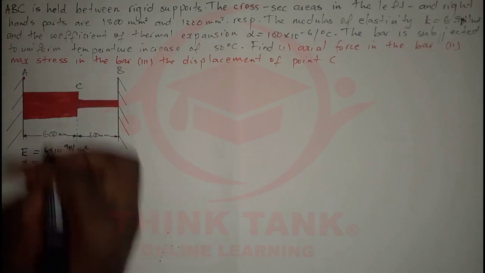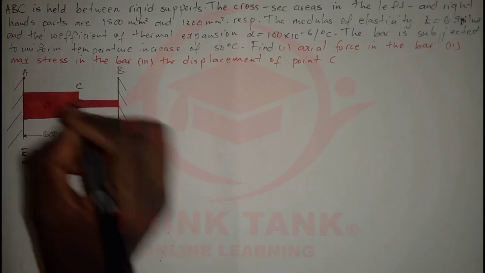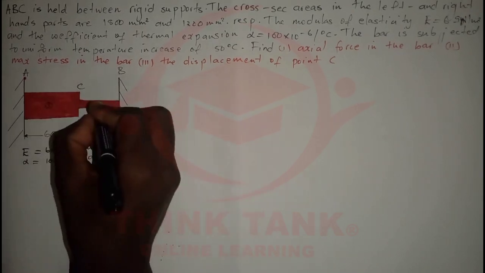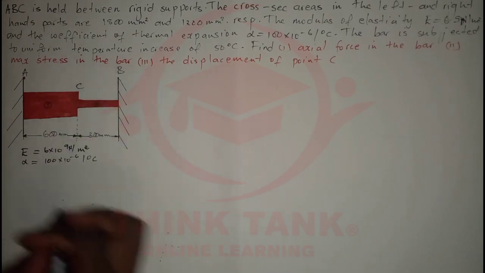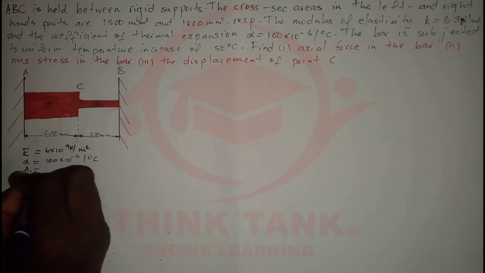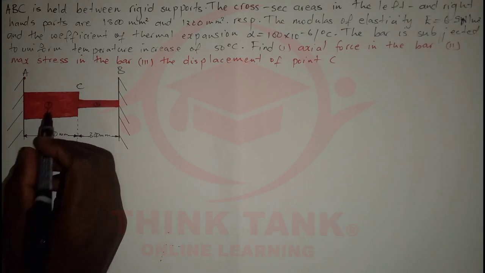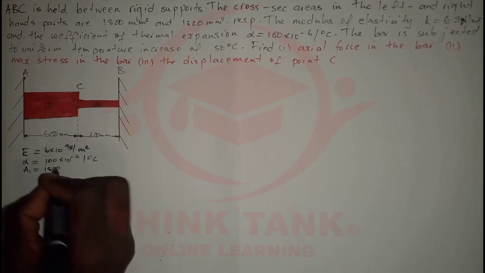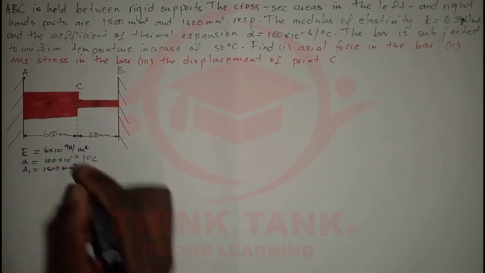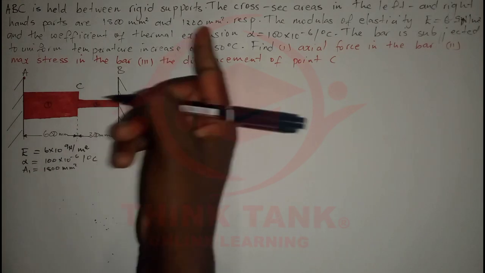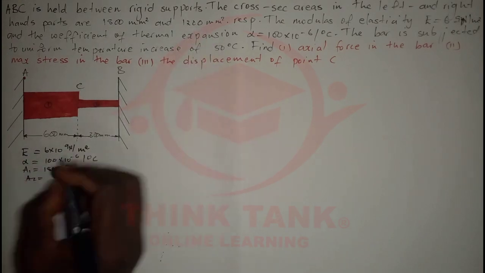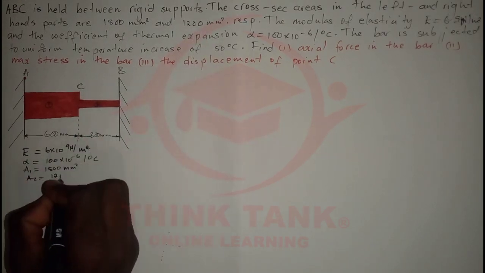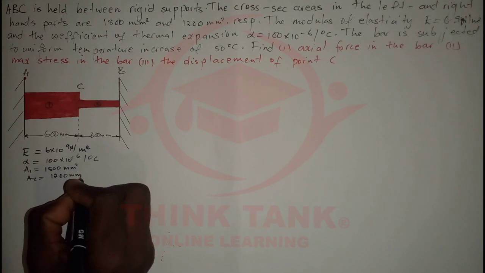We're also given the cross-sectional area of the left part and the right part. I'm going to call the left-hand part 1 and the right-hand part 2. So A1, the cross-sectional area of part 1, is 1800 square millimeters, and A2, the cross-sectional area of the second part, is 1200 square millimeters.